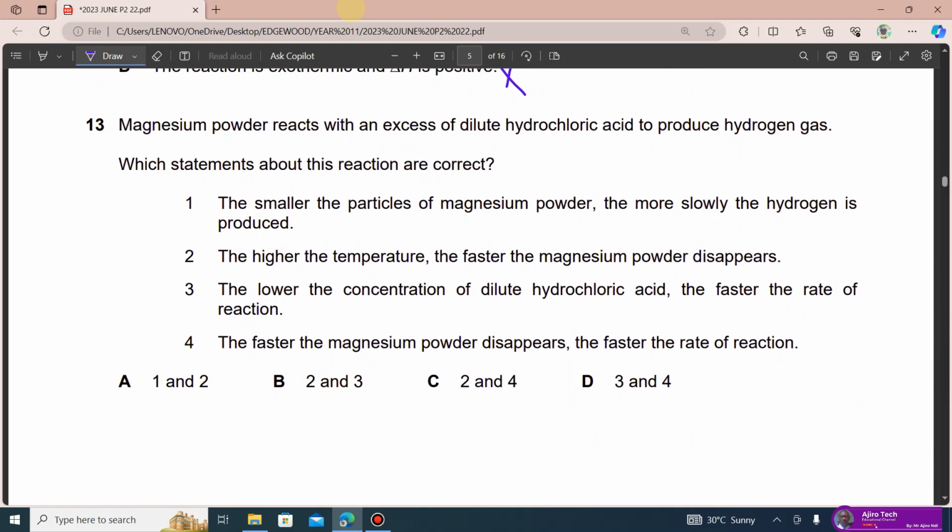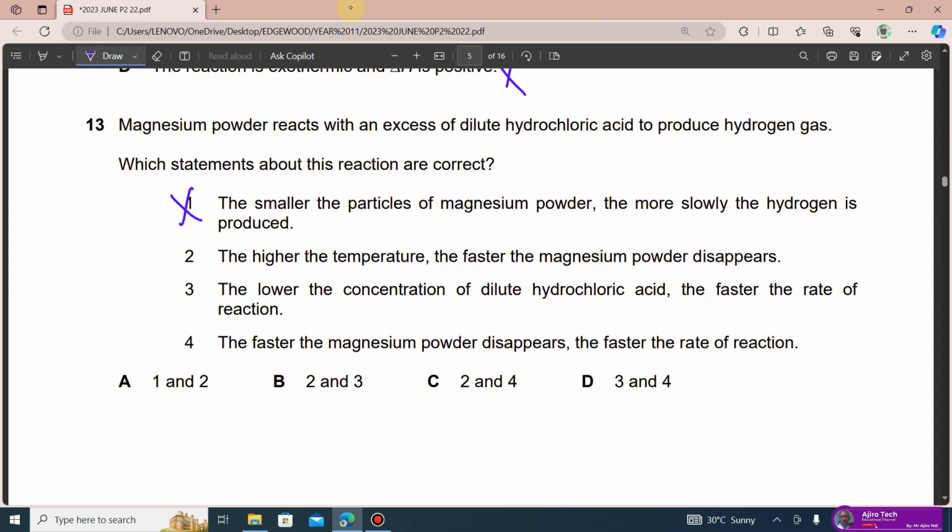All right, so we go to question 13. Magnesium powder reacts with an excess of dilute hydrochloric acid to produce hydrogen gas. So which statements about this are correct? All right, so we look at the first statement here. This first statement says that the smaller the particles of magnesium powder, the more slowly the hydrogen is produced. That's wrong, because the smaller the particles, the faster the collision, because the surface area has been increased. So this is not it.